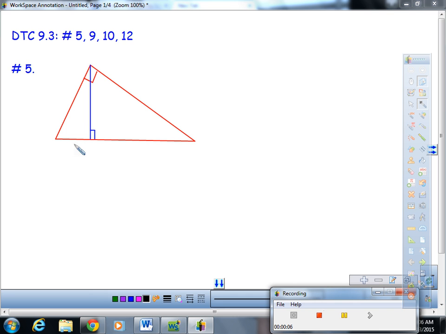So, number 5, I've got to continue to label it. We have a 3 here, an A here, a 3 radical 3 here, a B here, and a C here. So, part A says find A. All right, so A is a part. We know the altitude, we know a part, and we know the other part. So the only thing we can do here is say that altitude squared is part times part.